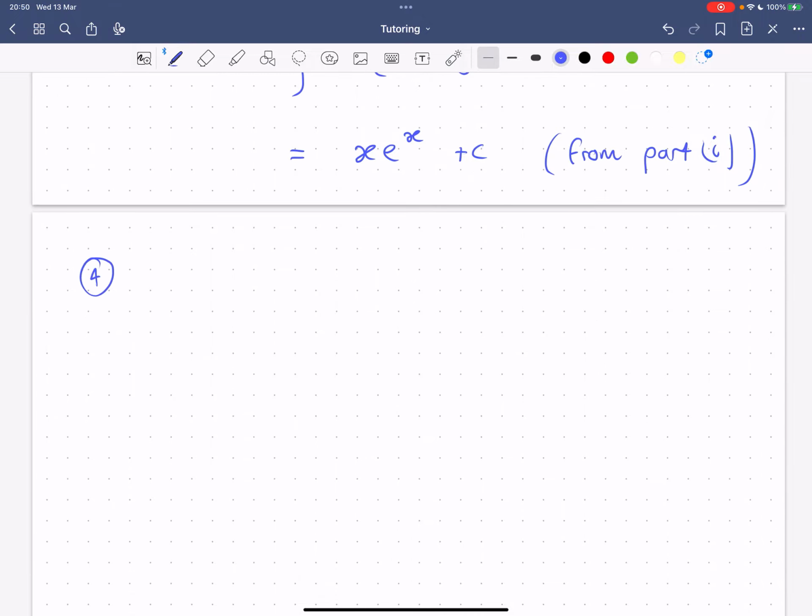Question number 4. Let's say we had the function ln of (x squared plus 2x), and let's say I wanted to differentiate it. d by dx of ln of (x squared plus 2x).